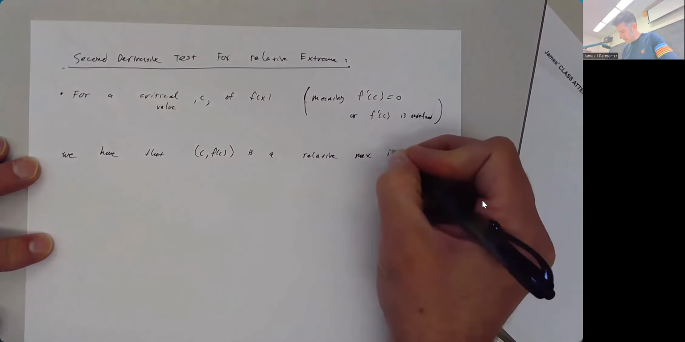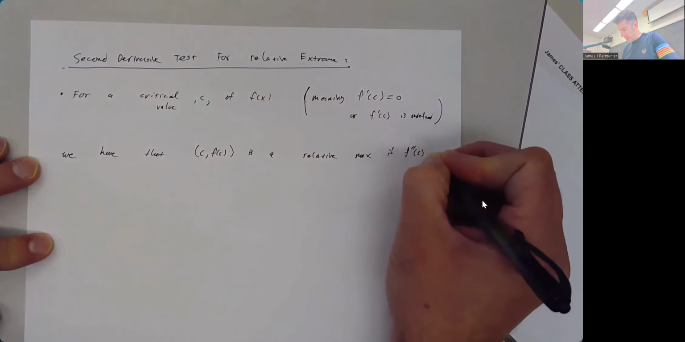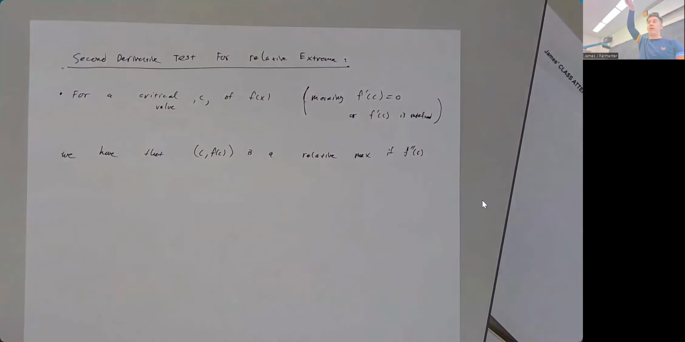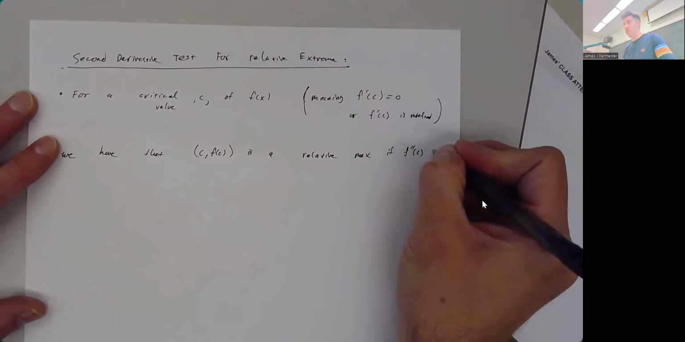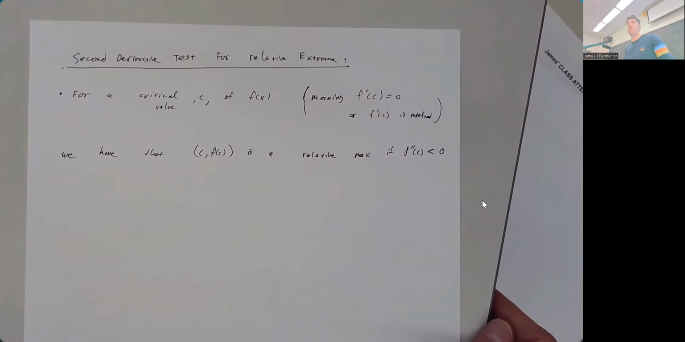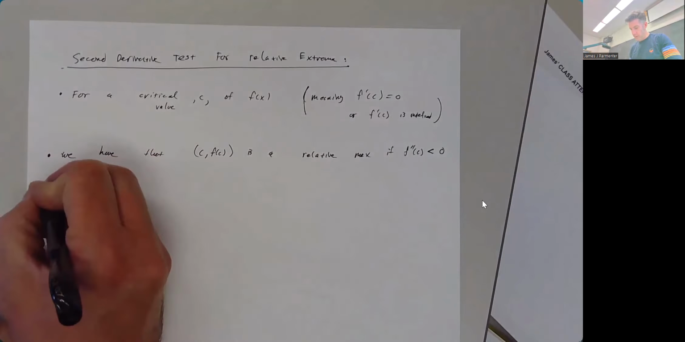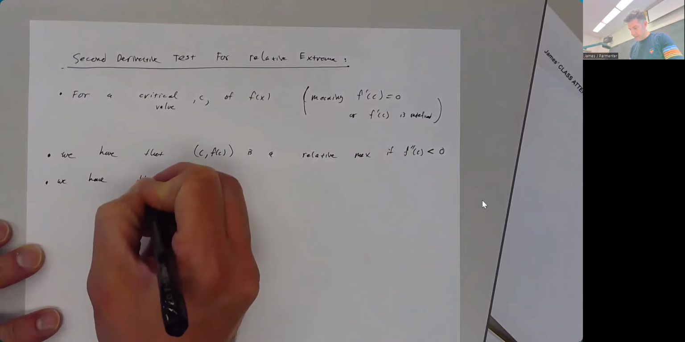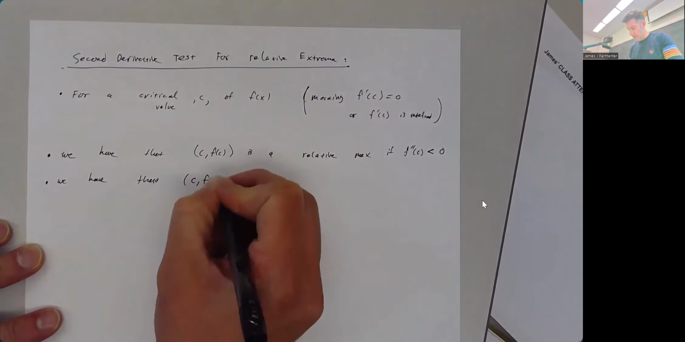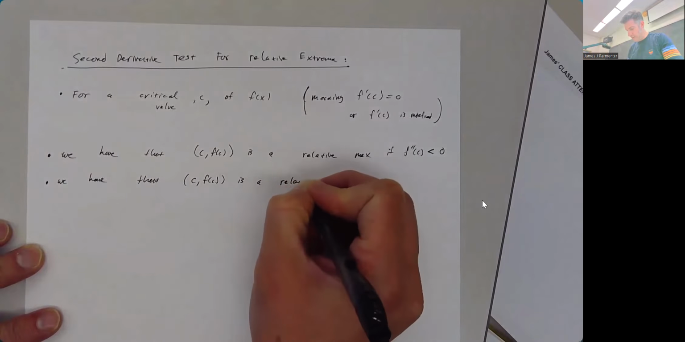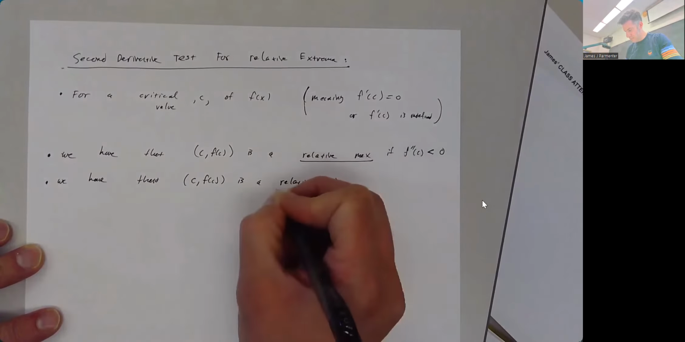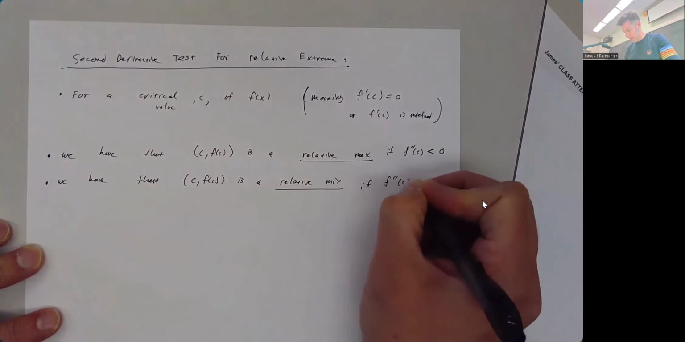Maximum if f double prime of C is, all right, to be a maximum, we need to be concave which way? So f double prime of C had better be positive or negative? Negative. So if you have a critical point from the first derivative, it's a relative maximum if f double prime of C is negative. Similarly, that same point, C comma f of C, is a relative minimum if the second derivative at that C is positive.